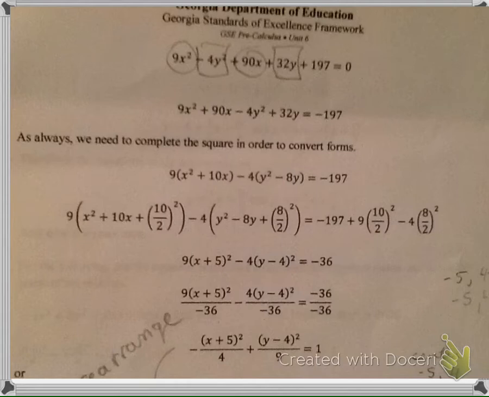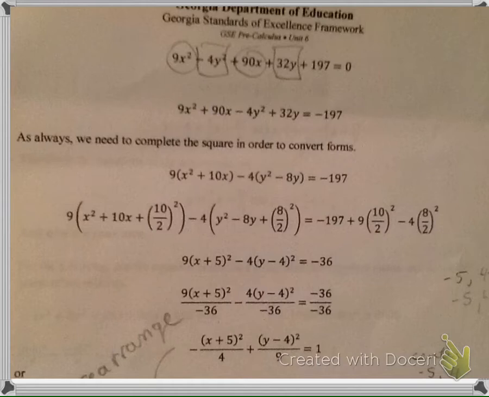So the first thing we're doing here is we're grouping terms. You will notice that I grouped the 9x squared and the 90x, I circled those, and then the negative 4y squared and the 32y I boxed off. And then you can see that that becomes 9x squared plus 90x minus 4y squared plus 32y equals 197. The only real math I did here was I rearranged this stuff so that the x terms were together and the y terms are together, and I subtracted 197 from here and 197 from here so that the 197 is over on the right hand side of the equation.